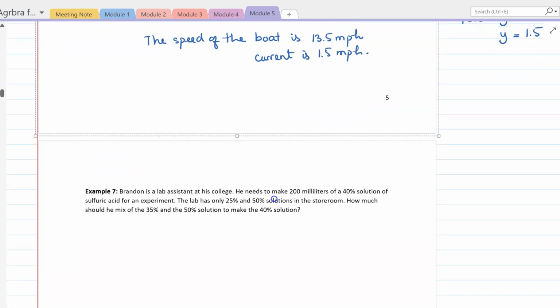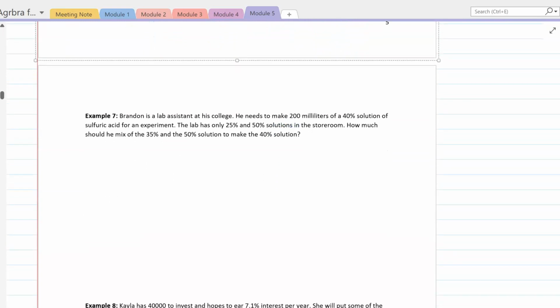Okay. We can also use this to solve a mixture problem. Okay. Brandon is a lab assistant at his college. He needs to make 200 milliliters of a 40% solution of surface axis for an experiment. The lab only has 25% and 50% solution in the storeroom. How much should he mix of the 25% solution and 50% solution to make the 40% solution?